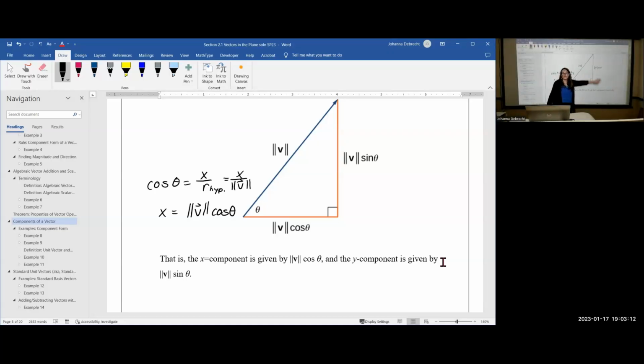And you get the same thing for sine, right? Sine is opposite over hypotenuse. And the length of the hypotenuse is the magnitude of vector v. So if you multiply that by the sine, you just get the numerator part, which is the y.